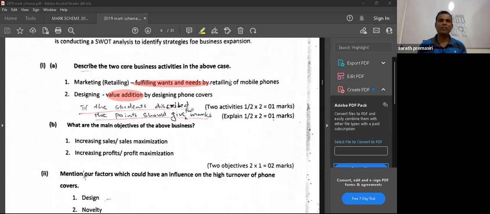Second one, designing. She is involving in designing phone covers as well. Designing phone covers means value addition to resources. Now, you know that if you purchase a phone, you can modify the phone by purchasing a phone cover. So due to this, the phone cover adds some value to the phone as well. Value addition by designing phone covers.